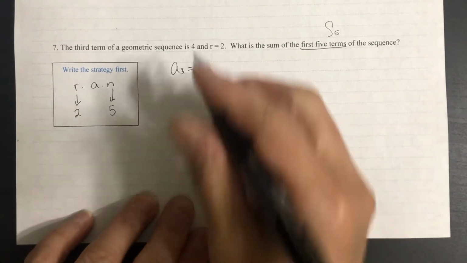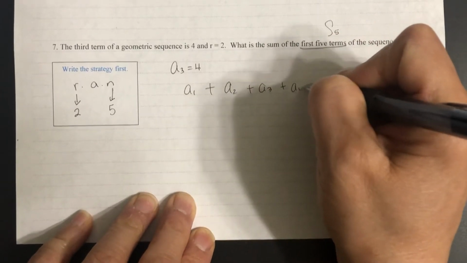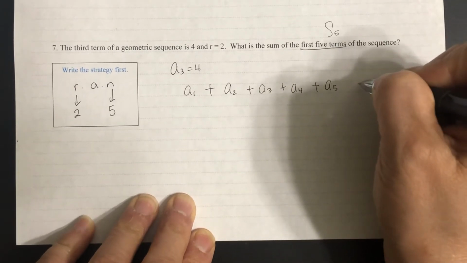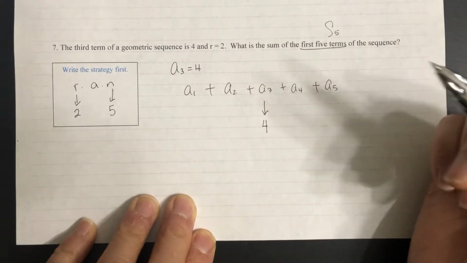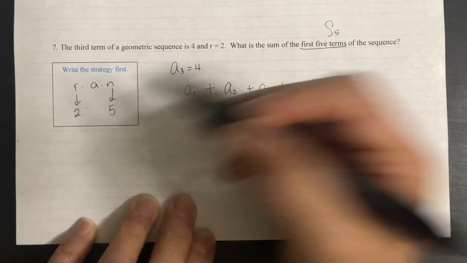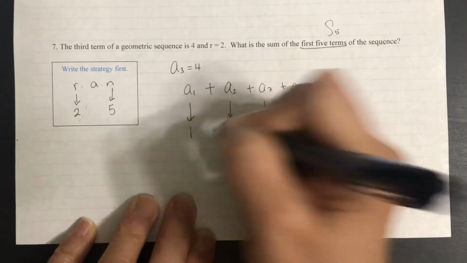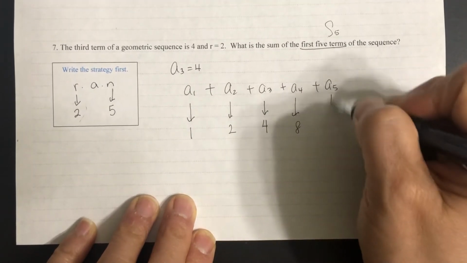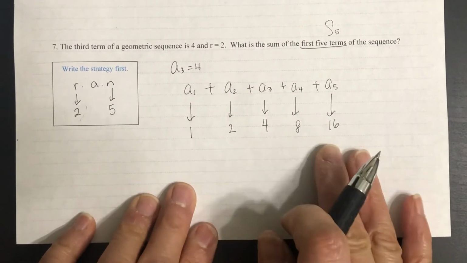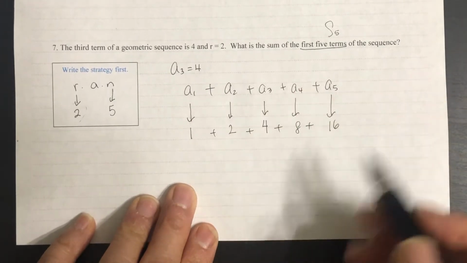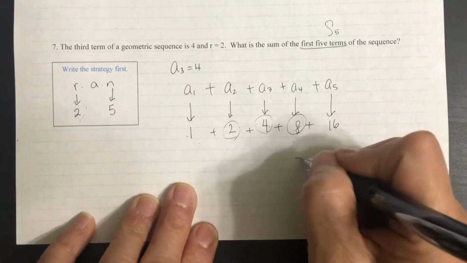So let's see. We have a1 plus a2 plus a3 plus a4 plus a5, and we're looking for that sum. We know the third one. The third one is 4, right? And the ratio is 2. So I divide 4 by 2, it's going to be 2. Divide by 2, it's going to be 1. If I times 2, it'll be 8. Times 2, it'll be 16. In this question, it's a lot easier to find it this way and then add all of them. So that makes it 1 plus 2 is 3, plus 4 is 7, plus 8 is 15, and 15 plus 16 is 31.